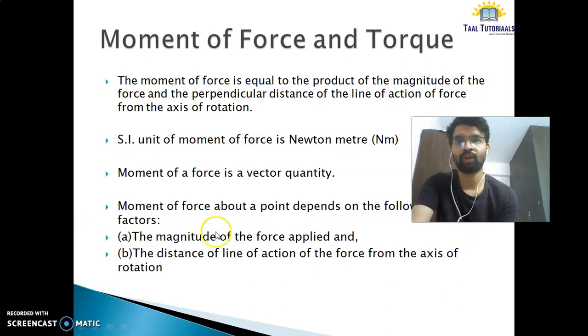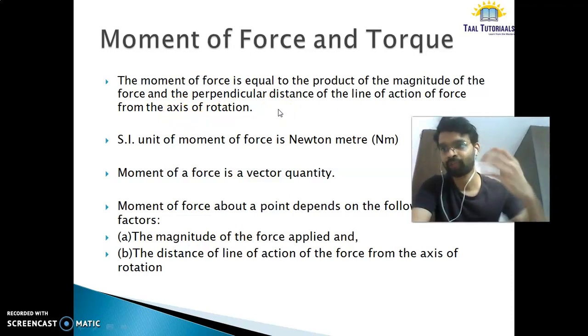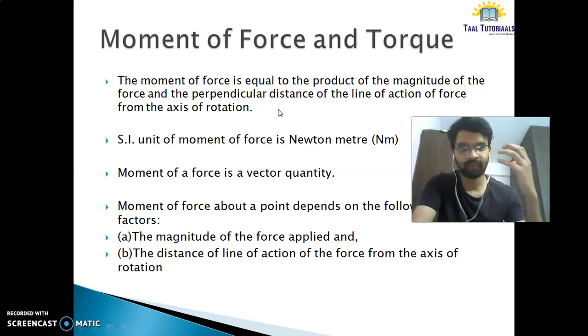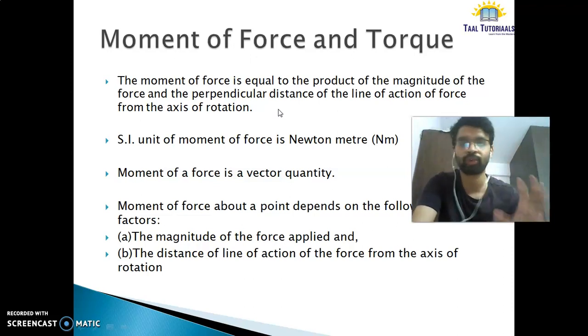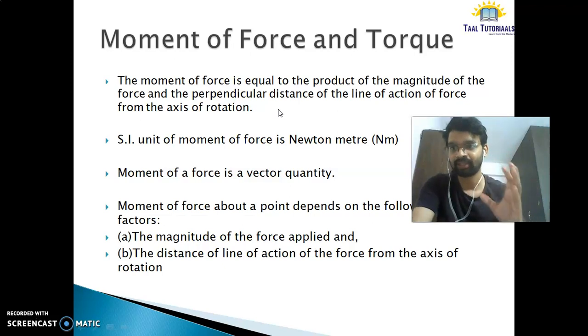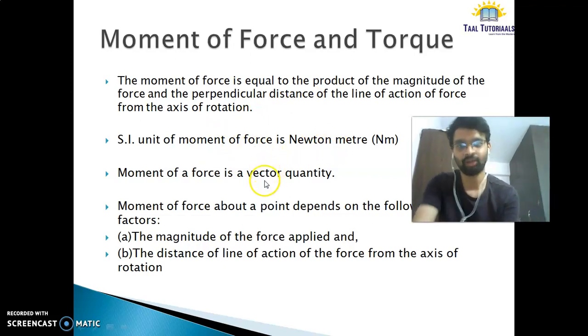What is moment of force? The moment of force is equal to the product of the magnitude of the force and the perpendicular distance of the line of action of force from the axis of rotation. I'll give you an example. We consider a body which is pivoted at a point. If a force is applied horizontally on the body, the force is not able to produce any linear motion, but the body rotates at the same position, and that is known as moment of force. The SI unit of moment of force is Newton meter and it is a vector quantity.